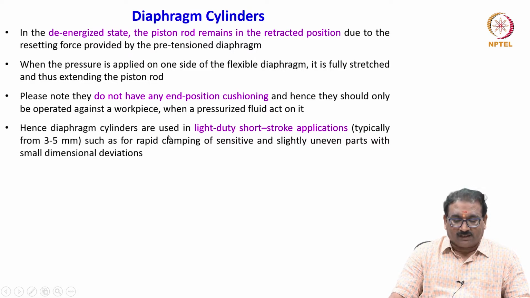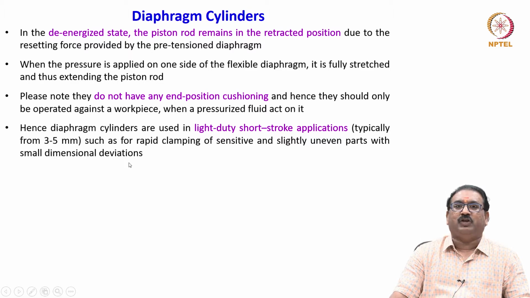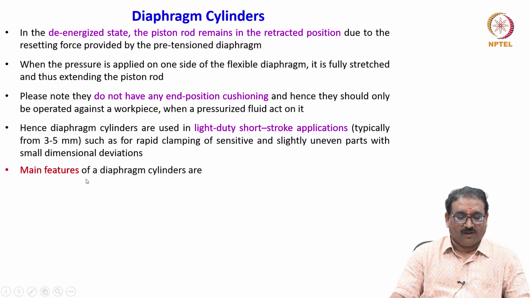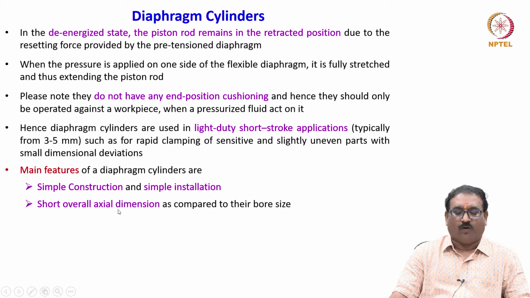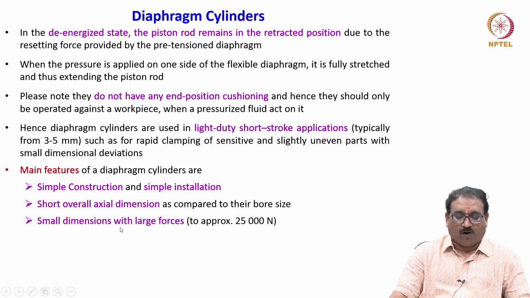Hence, diaphragm cylinders are used in light duty, short stroke applications, typically 3 to 5 mm only, such as rapid clamping of sensitive and slightly uneven parts with small dimensional deviations. Main features of diaphragm cylinders are simple construction, simple installation, short overall axial dimension as compared to their bore size, small dimension with large forces, approximately 25,000 Newton force.